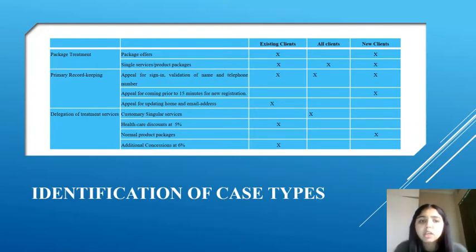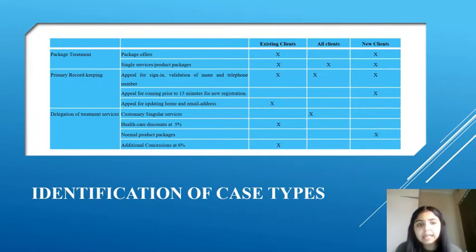If I talk first about the primary record, we see an appeal for coming 15 minutes prior for new registration. If they are coming for a new registration, obviously that is not for the existing clients or old clients. Normally it's for new clients, because the existing clients already have a registration with the company, so they don't need to go through this part. In this way we are dividing the work.